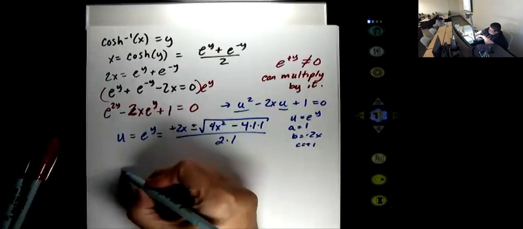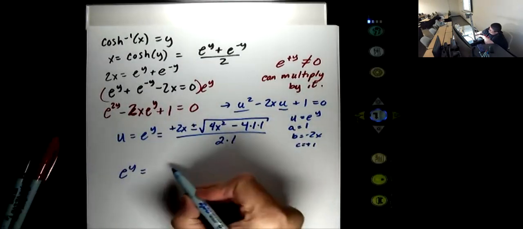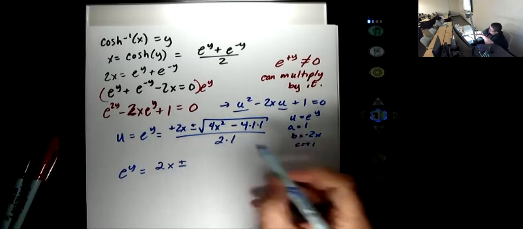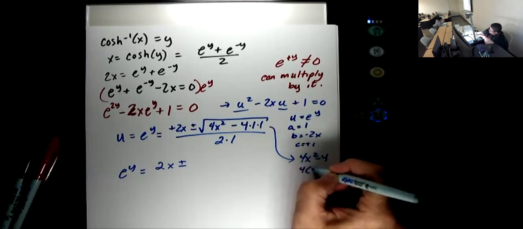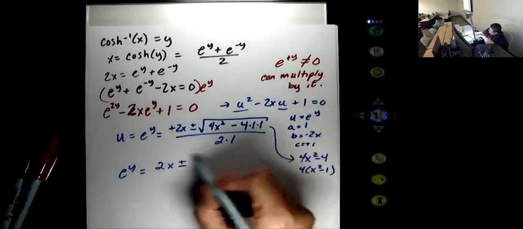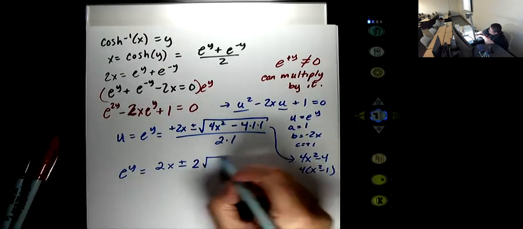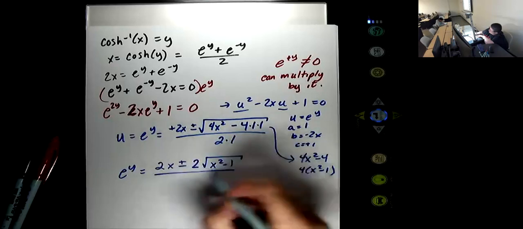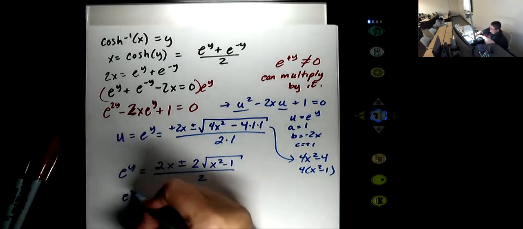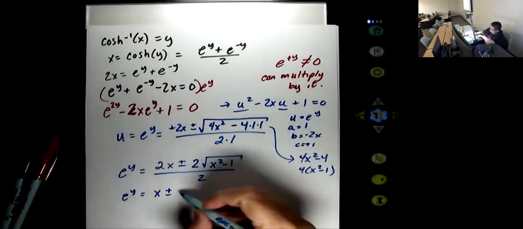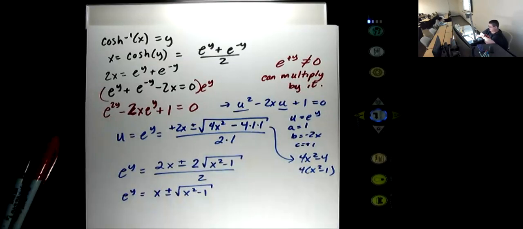Okay, so I've got e to the y equals 2x plus or minus. This inside here is 4x squared minus 4, which is 4 times x squared minus 1. So I can factor out the 4. The square root of 4 is 2. So e to the y is just x plus or minus the square root of x squared minus 1. We started in terms of y, and we want to end in terms of y.